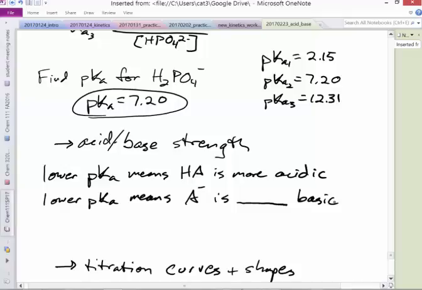Lower pKa means what about basicity? Lower pKa is more acidic. More acidic means what about basicity? Less. More acidic means less basic.